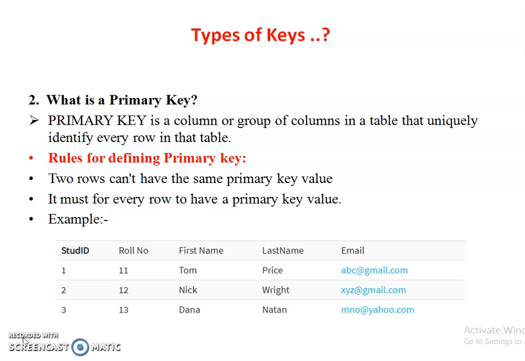Then the rules for defining a primary key: two rows can't have the same primary key value. The second rule is that every row must have a primary key value. Then the primary key field can't be null. And the value in a primary key column can never be modified or updated if any foreign key refers to that particular primary key. Now the best example, see in this table, student ID is the primary key.